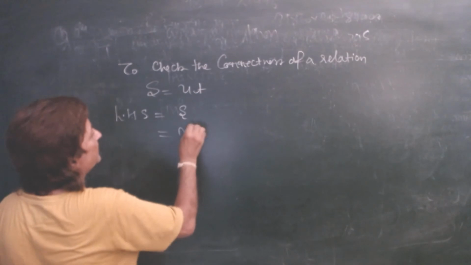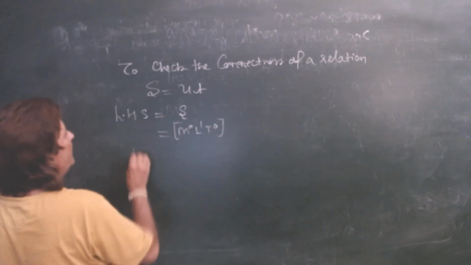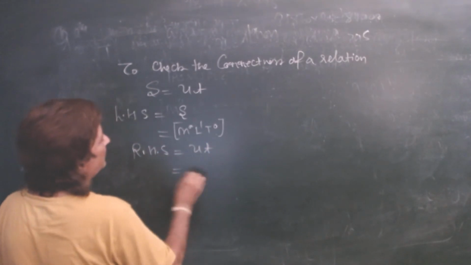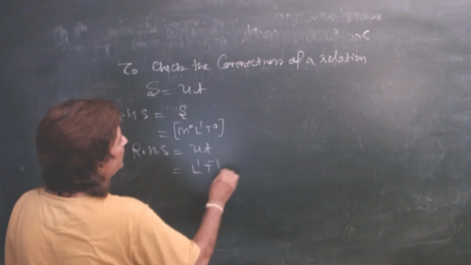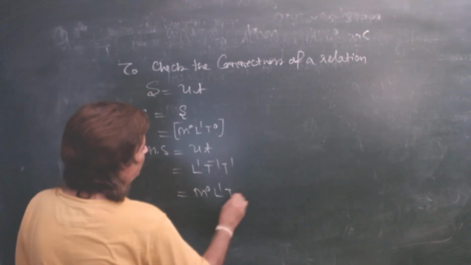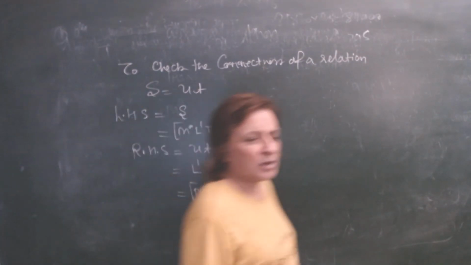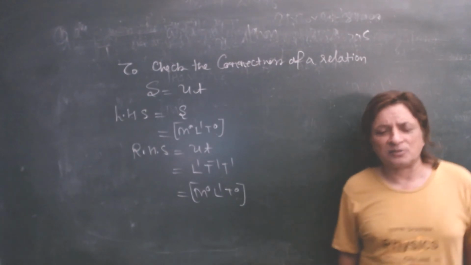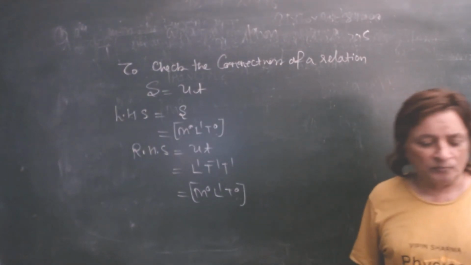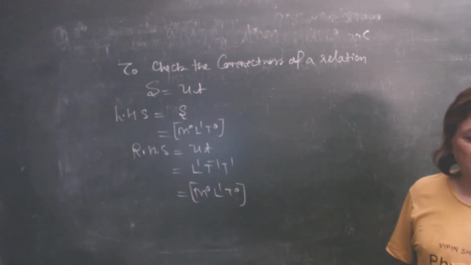Now I will take the left hand side, that is s. S is distance, this is M0 L1 T0. I will take the right hand side, that is ut. That is L1 T to the minus 1, T to the 1. This is M0 L1 T0. You find that the dimensions of mass, length and time of the left hand side are equal to the dimensions of mass, length and time of the right hand side.